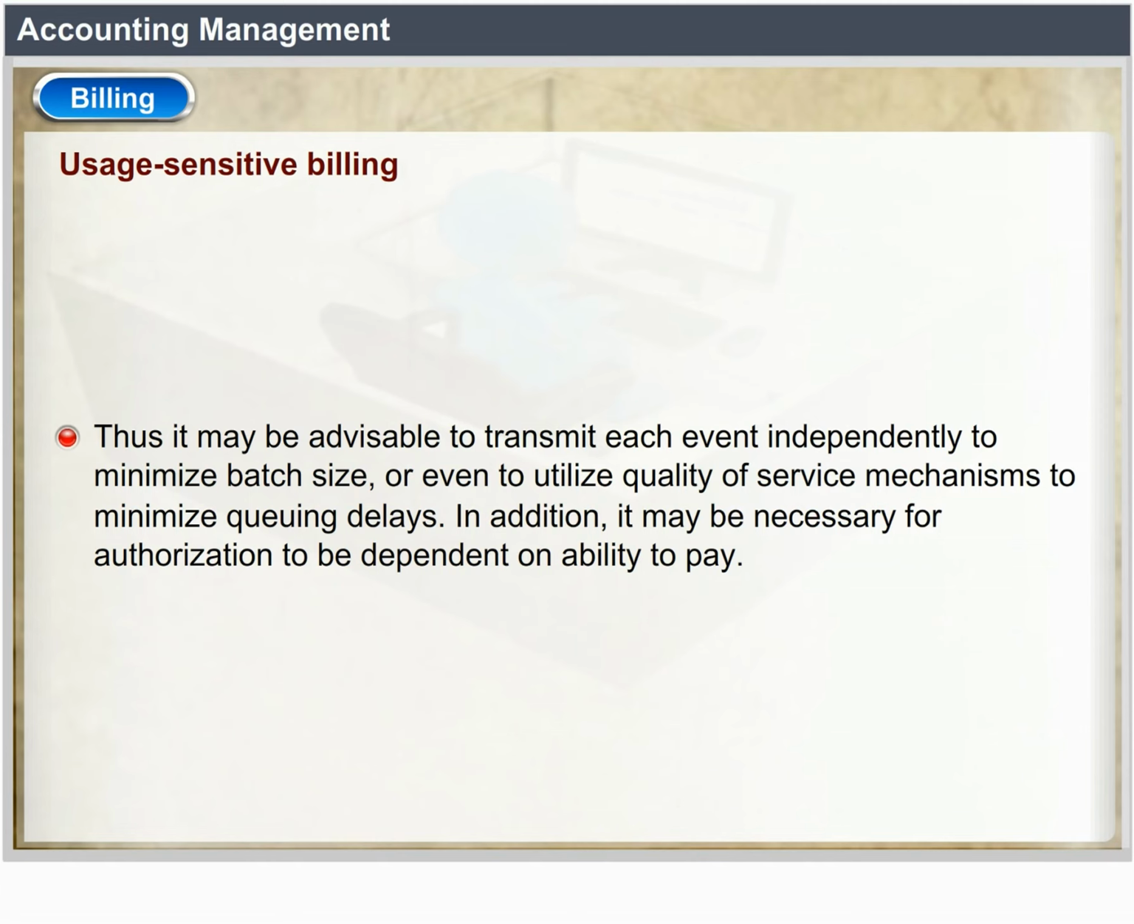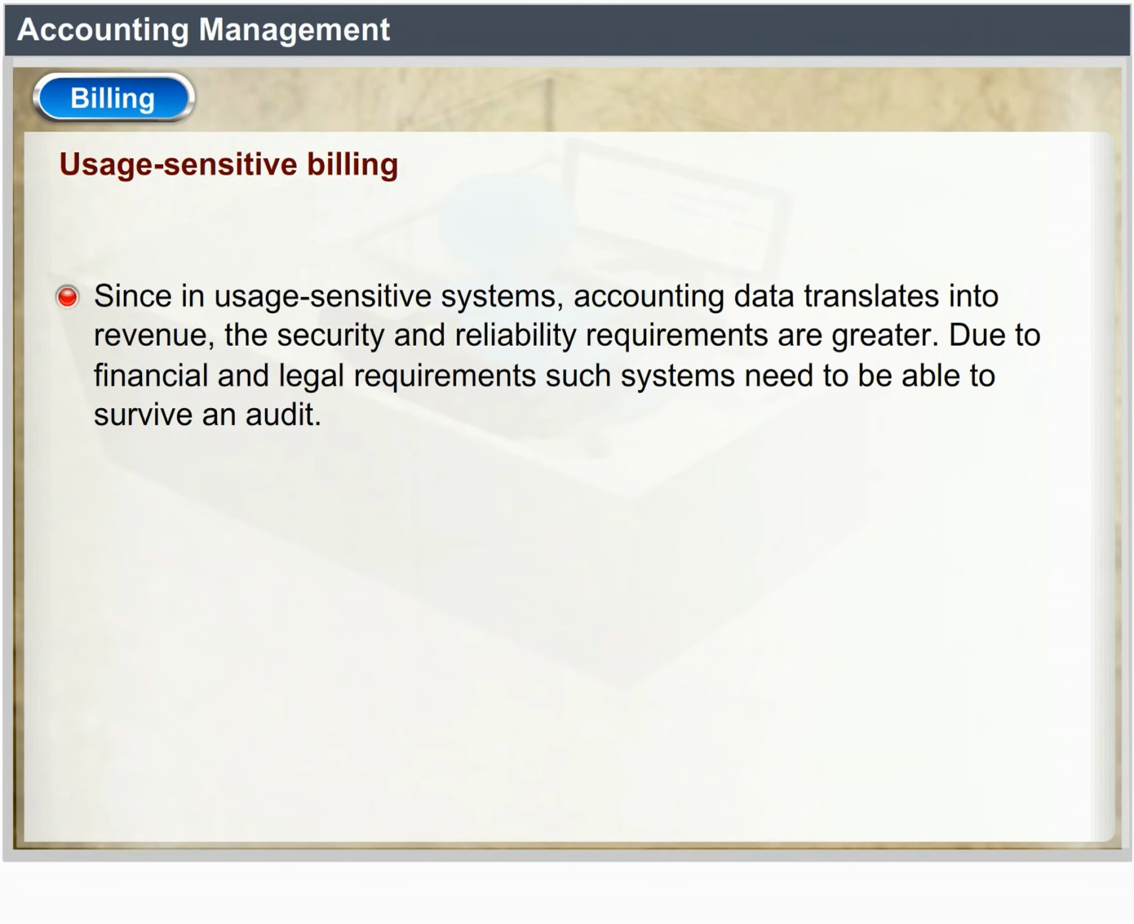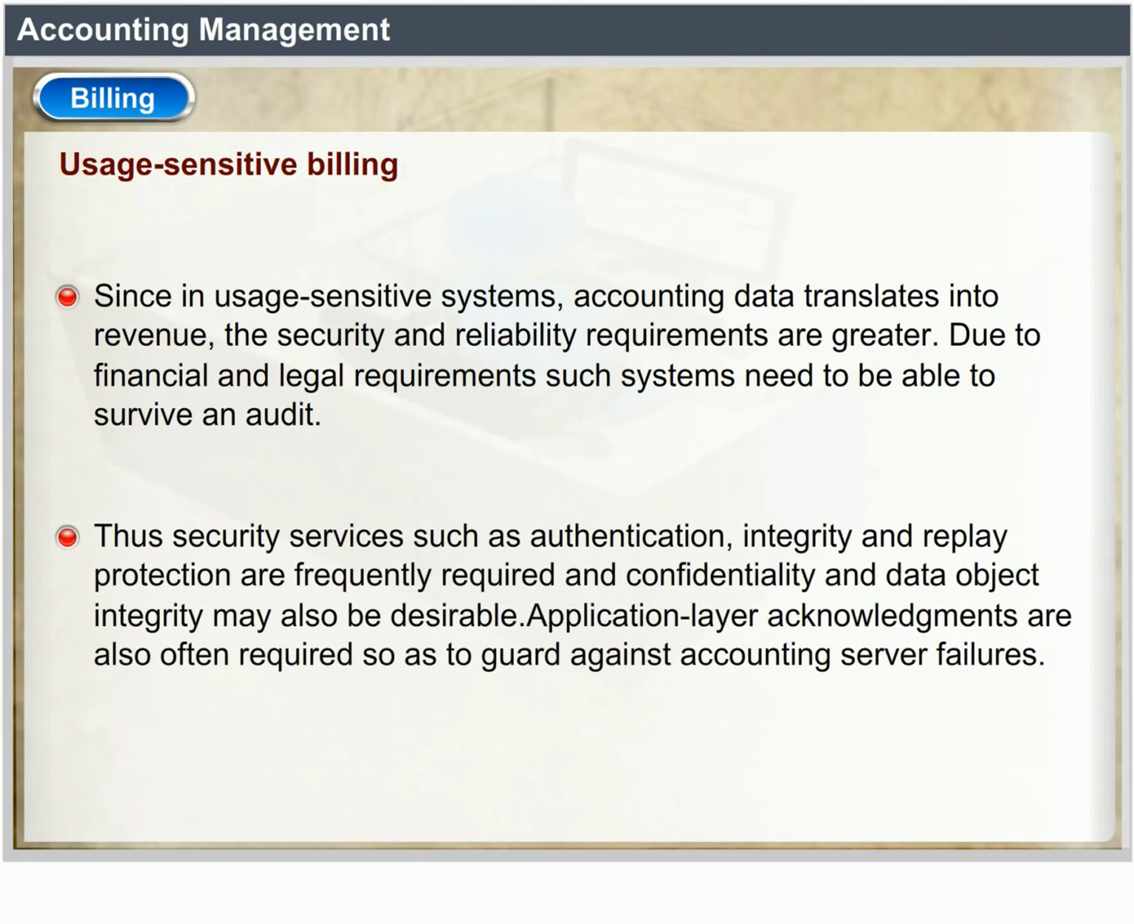In addition, it may be necessary for authorization to be dependent on ability to pay. Since in usage-sensitive systems, accounting data translates into revenue, the security and reliability requirements are greater. Due to financial and legal requirements, such systems need to be able to survive an audit. Thus, security services such as authentication, integrity, and replay protection are frequently required, and confidentiality and data object integrity may also be desirable. Application layer acknowledgments are also often required so as to guard against accounting server failures.